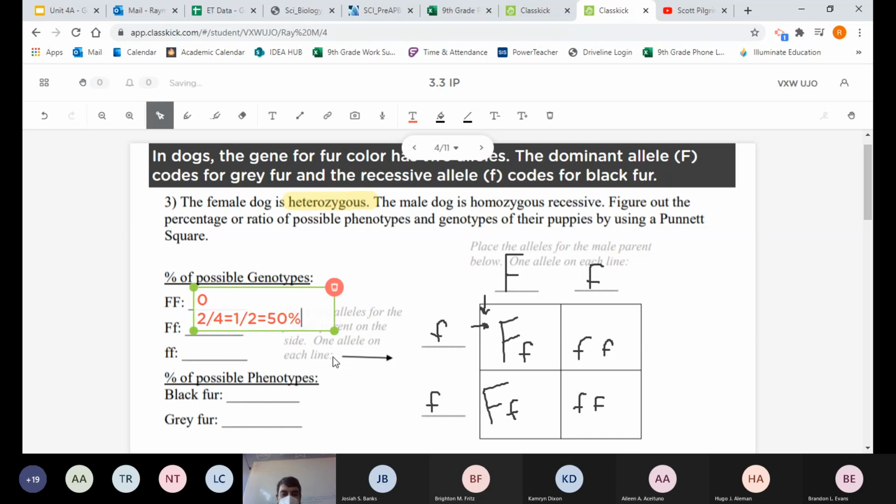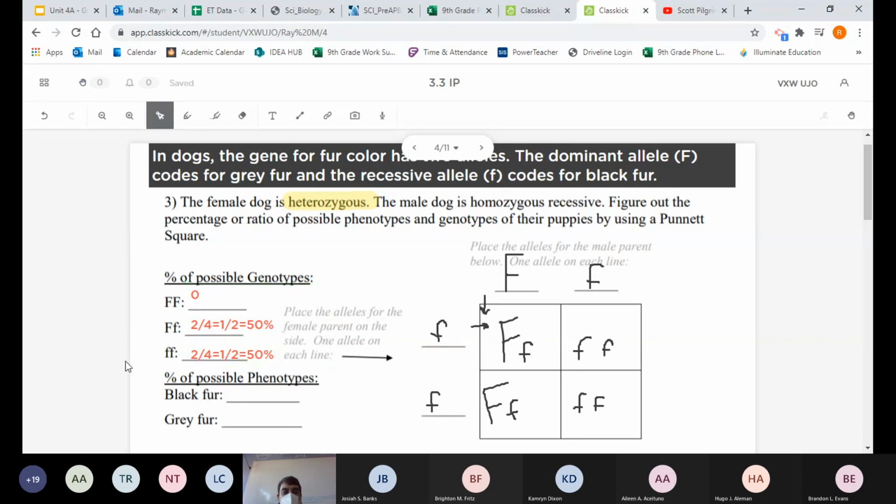And that's going to equal 50%. There we go. Now, little f, we see the exact same thing. We see 2 out of 4. That's going to equal 1/2. That's going to equal 50%.